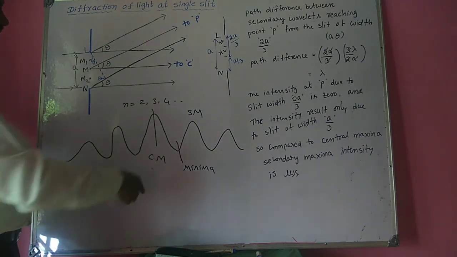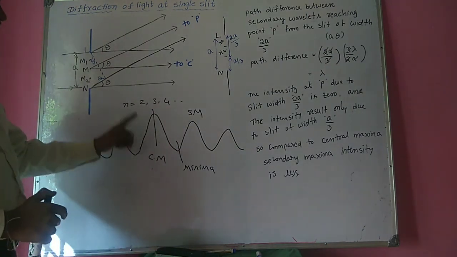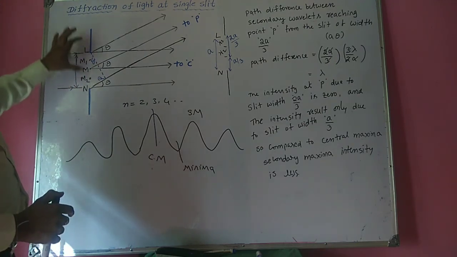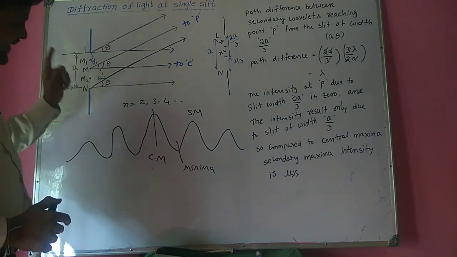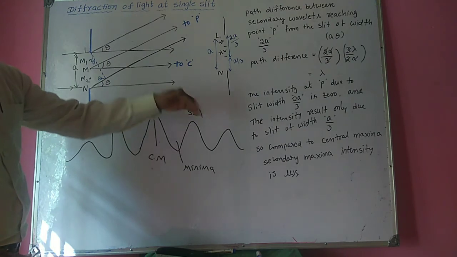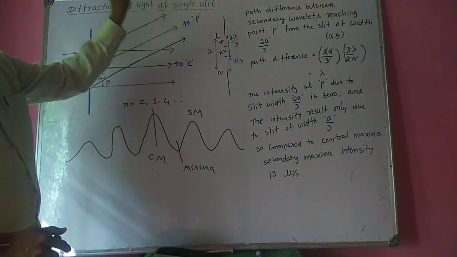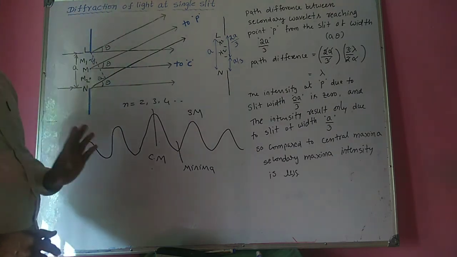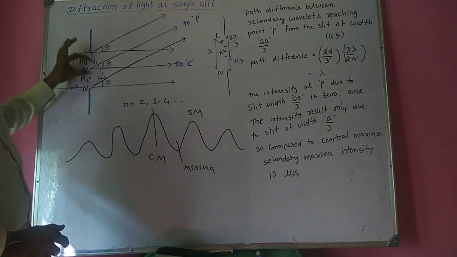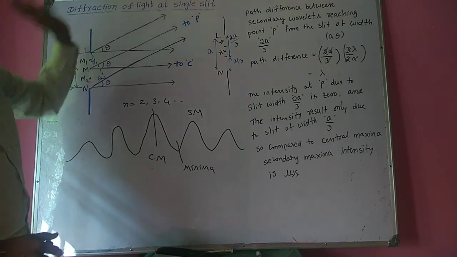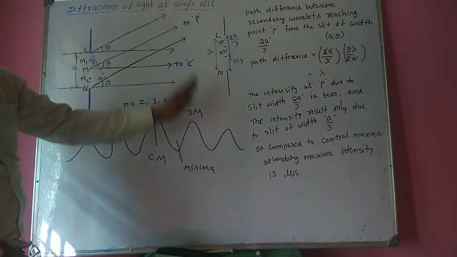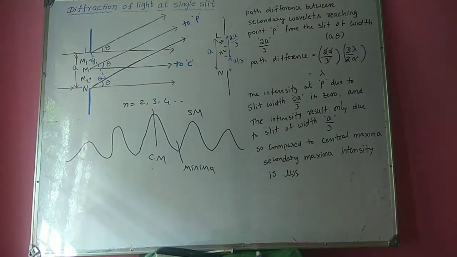So the intensity of the central maxima is maximum because the intensity is due to the total width of the slit. The intensity of the secondary maximas goes on decreasing because the intensity of the secondary maxima is resulted only by a small part of the slit. It contributes only that intensity. So the secondary maxima's intensity is less.